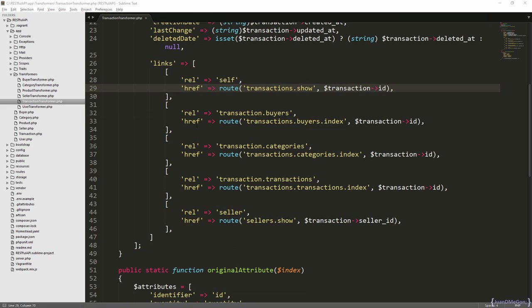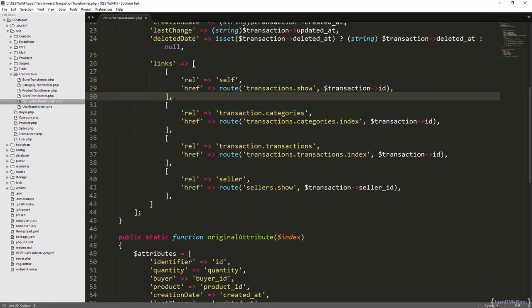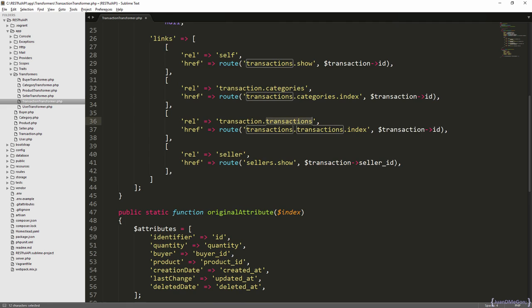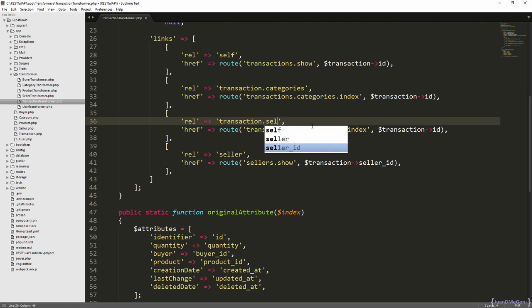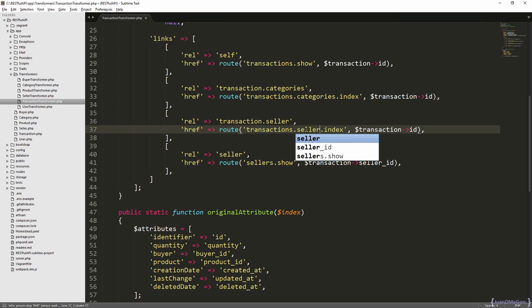Then we have the buyers, but remember that we don't have several buyers. We have only one buyer, so it is a special case. Then we have the categories that is working good. Then we could have the seller. Remember that is only one seller. It is not a list of sellers. So it could be transaction seller. And the route should be transactions sellers on the index method, sending the transaction ID as well.